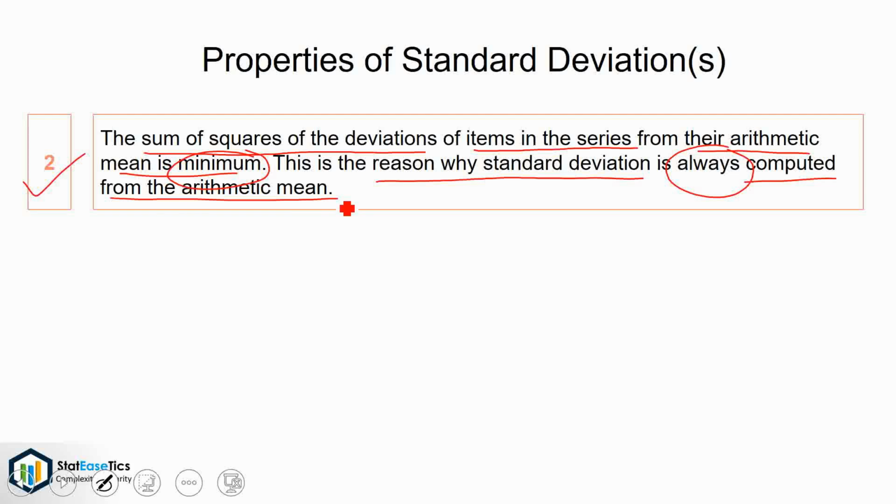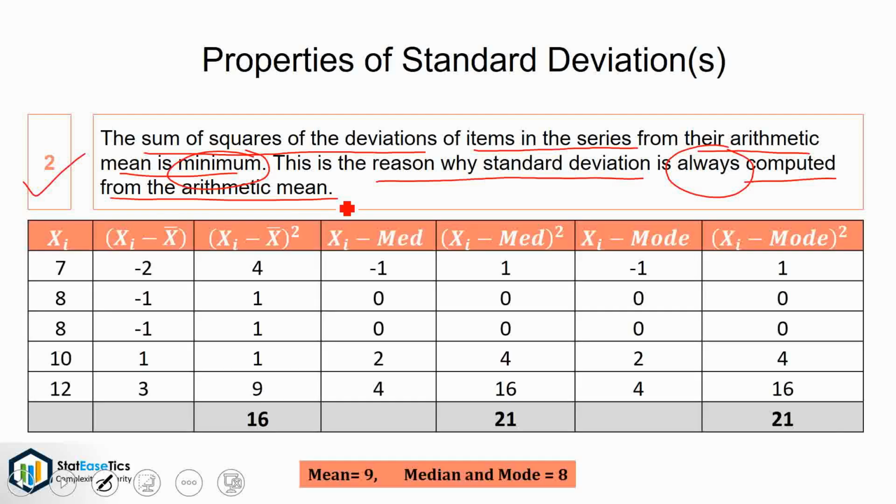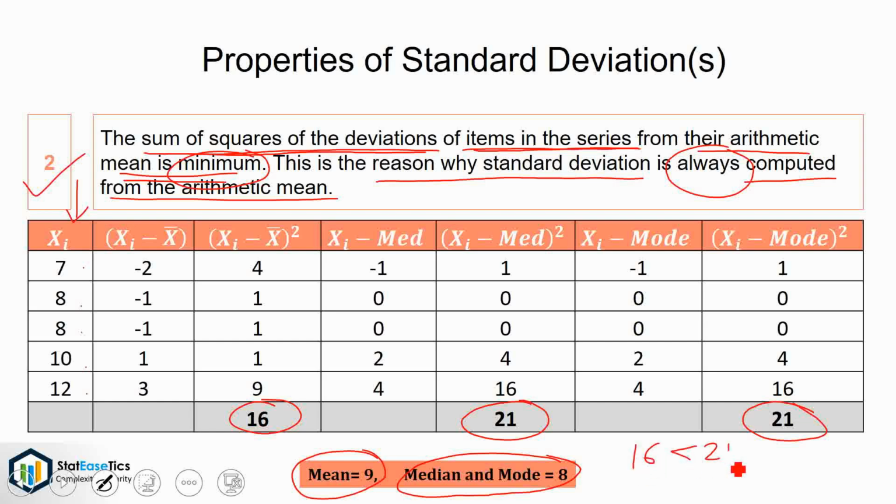Let's see it with the help of example. Here we have the series xi with observations 7, 8, 8, 10 and 12. The mean of the series is 9 and its median and mode is 8. So here the sum of square of deviations of the items in the series from the arithmetic mean is 16 and from median is 21 and from mode is also 21. So as 16 is less than 21, it satisfies the property.